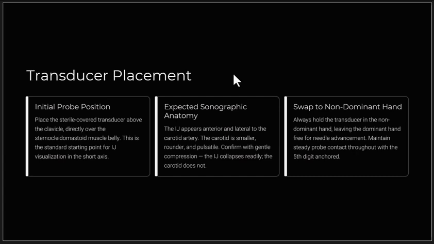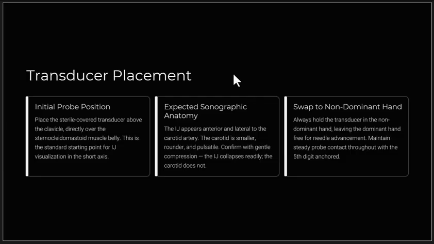Again, it's going to be very collapsible. It's not going to be as round or have as thick a wall as the carotid artery will. The carotid is often smaller, more round, and will be pulsatile as compared to that IJ vein. Remember, that IJ vein is going to be nice and collapsible.